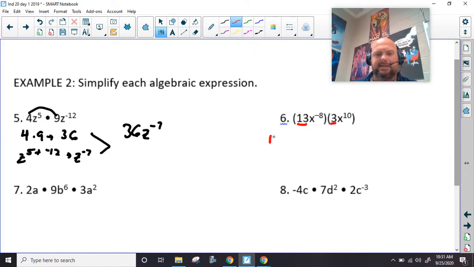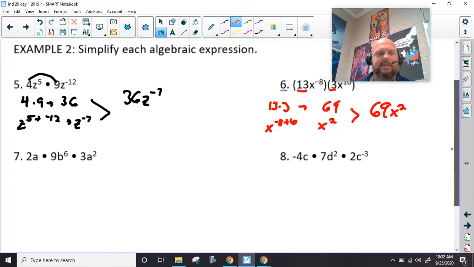Now for this, I have 13 and 3, and for my x's, I have -8 and 10. 13 times 3 is 69. And then x squared, so this becomes 69 x squared.